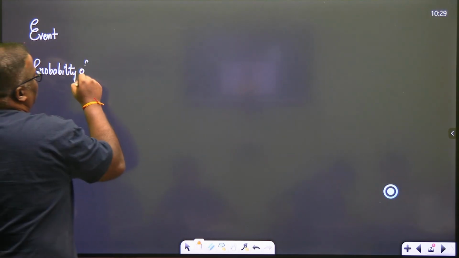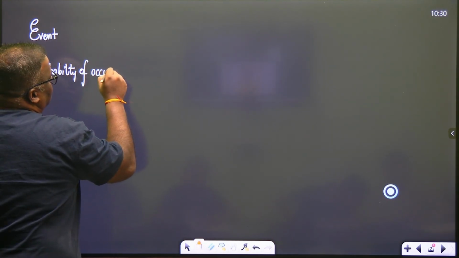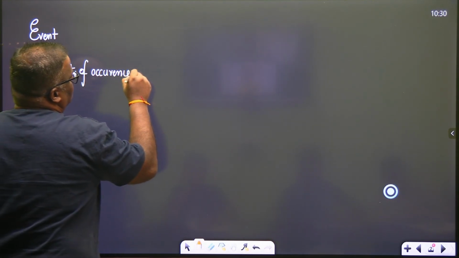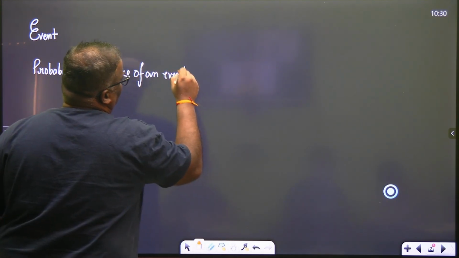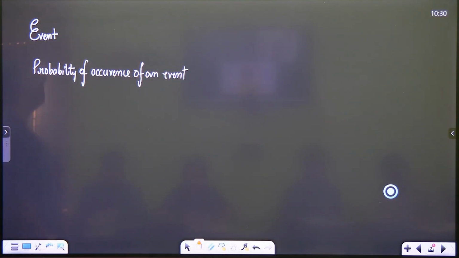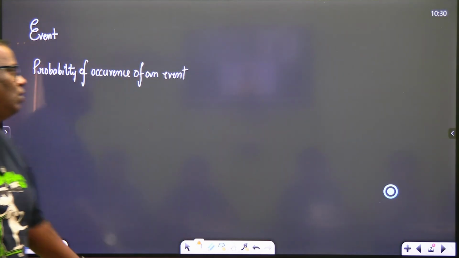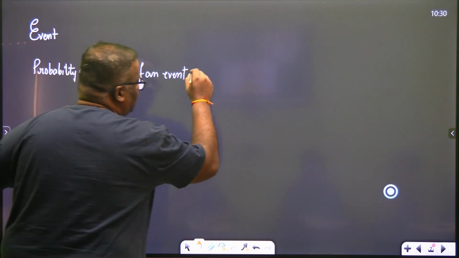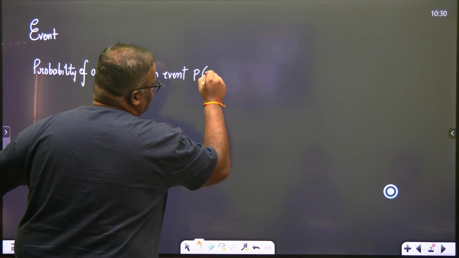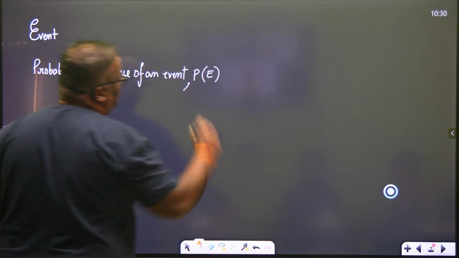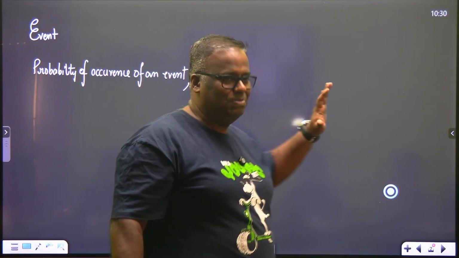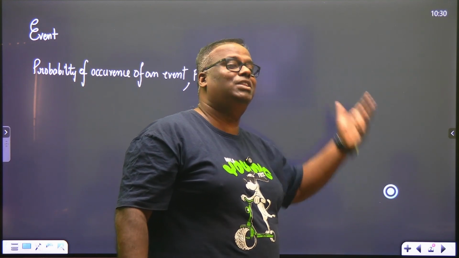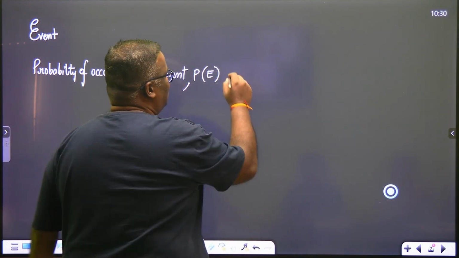of occurrence of an event. This is what they will ultimately ask you to calculate. What is the probability? So this is the probability of occurrence of an event, and we write this as P of E. What is the probability of occurrence of event? And as I told you, the formula is not important. How you apply the formula matters, and there will be very interesting problems that will come up.